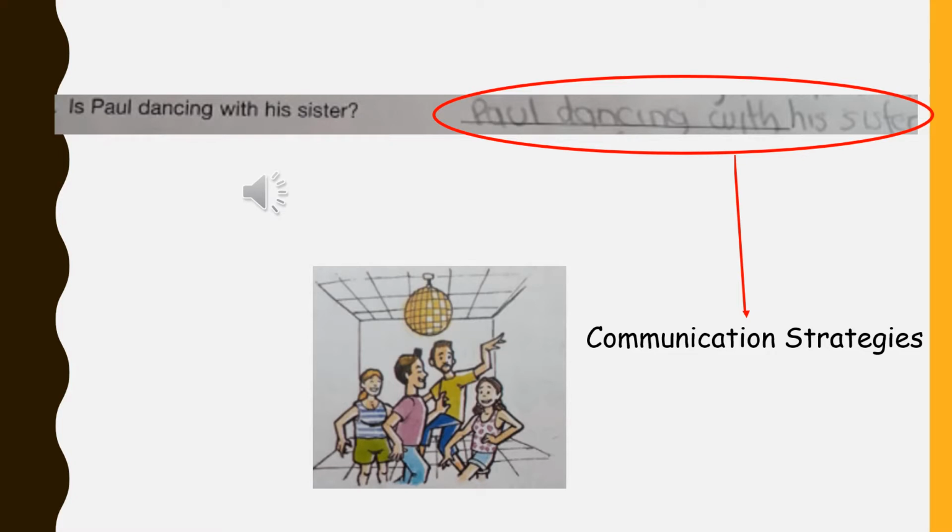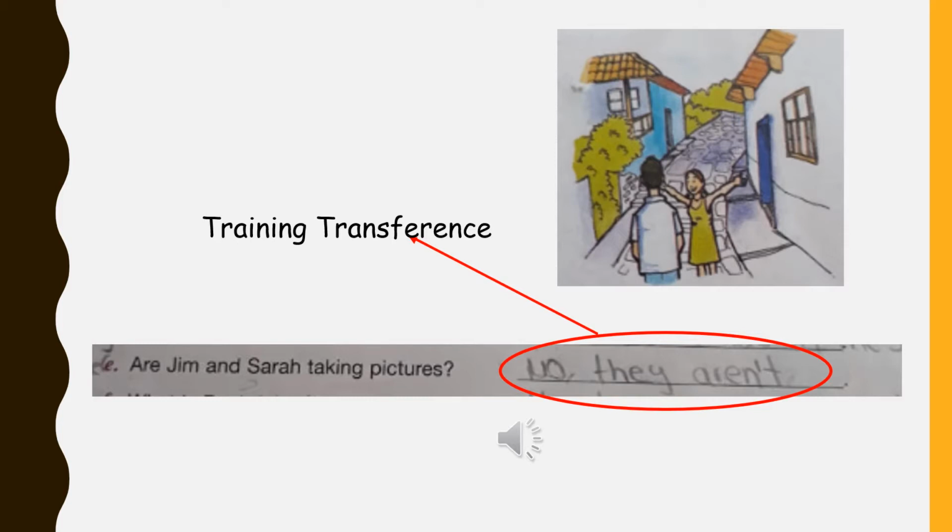In this sentence, we can see that our student used a communication strategy, because he used the same question to give an answer. We can also look at training transference, because our student could have given a better description of the picture, but usually our teachers teach us simple forms to answer like yes or no, and those are part of our strategies to answer faster some questions.